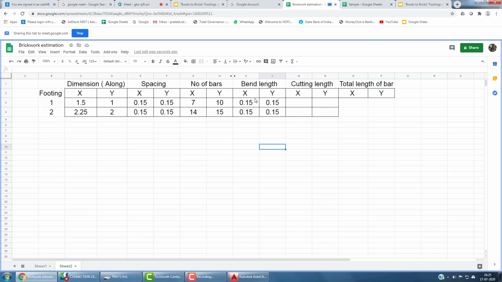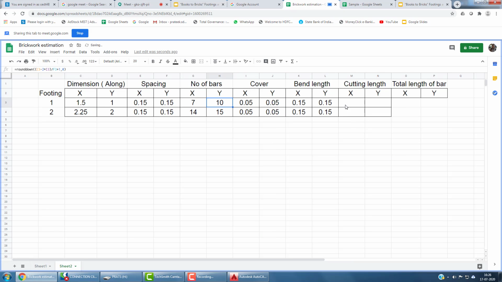So you can always go on hiding things. Now what we'll do is we'll find out this cutting length. So cutting length is equal to the dimension along x direction minus 2 times of cover, that is 1.5 minus 2 times of cover in x direction plus 2 times of bend length, which is 1.7. So I hope this is the value we had got in Excel sheet also.